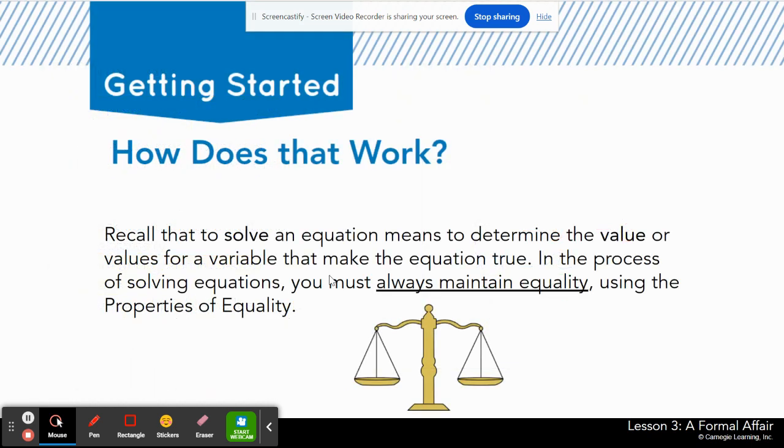Alrighty, let's get started with the Getting Started. Go ahead and turn there if you haven't already. I'll go ahead and read. It says, recall that to solve an equation means to determine the value or values of a variable that makes the equation true. Remember, variables are just the letters that stand for numbers. In the process of solving equations, you must always maintain equality. If you haven't already, underline that note. Always maintain equality using the properties of equality.